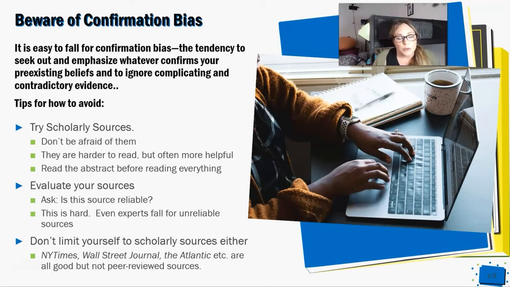Next, evaluate your source. Ask, is this a reliable source, right? Where is this coming from? Who's funding this? That's how you're really going to know. Lastly, don't limit yourself to scholarly sources either. There are excellent articles in the New York Times, Wall Street Journal, The Atlantic, even Politico, sometimes BuzzFeed, all over the place, Los Angeles Times. They're all good. They're just not peer reviewed, which means that they're not reviewed by a group of people who are experts in the area. So a lot of times you can find things that are incorrect, but in general, these are excellent sources that will give you good ideas.